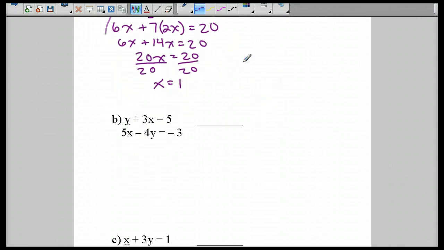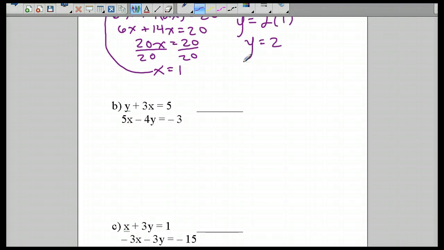Alright, so now pause here. I'm going to show all the work for B and C, but I want you to first try it on your own. A little hint. First, you're going to solve for y in this one. And in this one down here, you're going to solve for x. So up here, you're solving for y. Up here, you're solving for x.